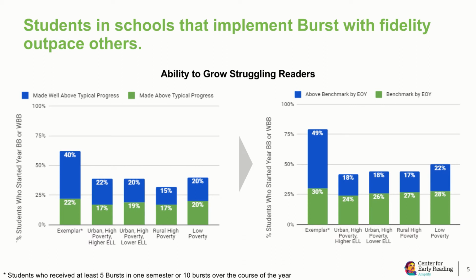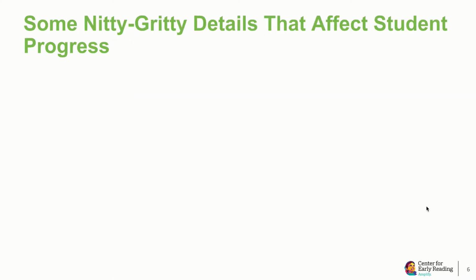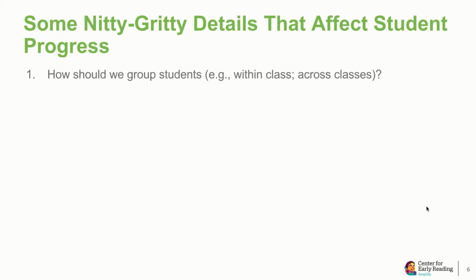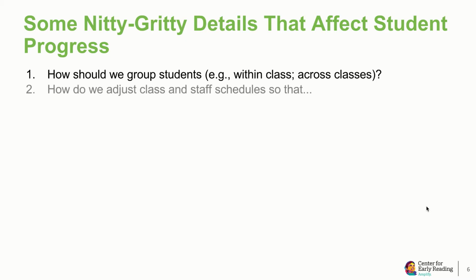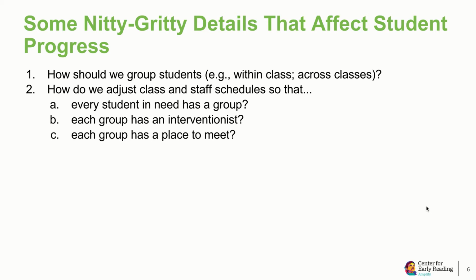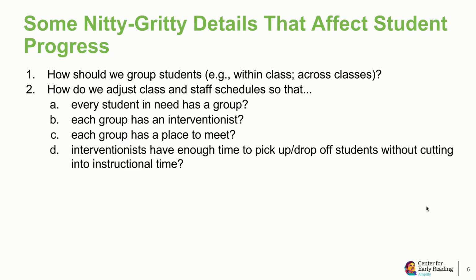As we shared during our Burst overview session, schools that had the most success growing students were those that implemented Burst with fidelity. We all strive to implement programs with fidelity, but sometimes the nitty-gritty details hold us back. Here are some of the nitty-gritty details that affect student progress. How you choose to group, whether it's within class or across classes, might affect your ability to form homogeneous groups. How you adjust class and staff schedules will determine whether you serve every student in need and whether interventionists have enough time to pick up and drop off students without cutting into the 30 minutes of instructional time. Just 7 minutes of time lost to instruction translates to 25% less Burst instruction, so sweating the small stuff matters. Well, actually, the small stuff is really big stuff.